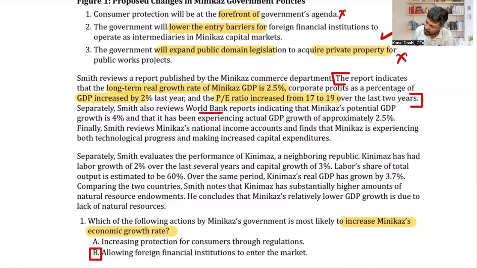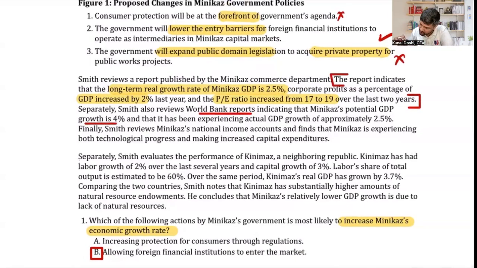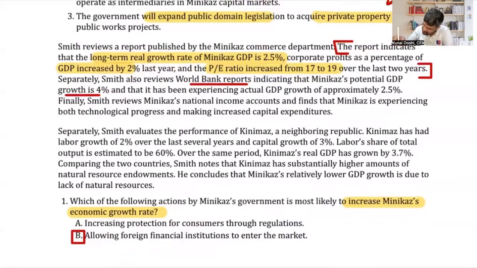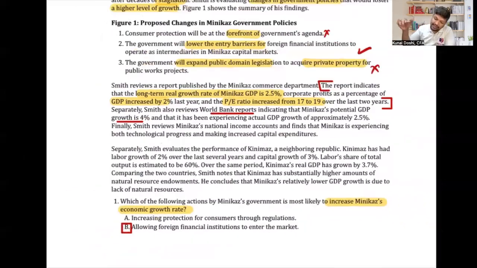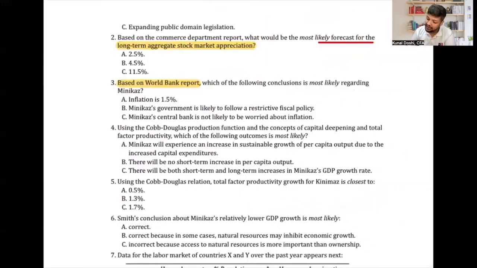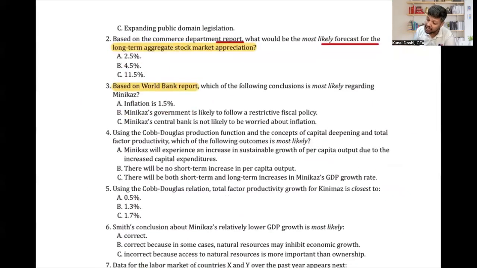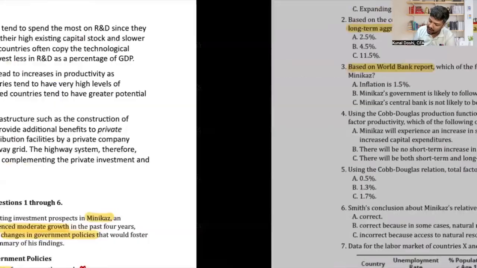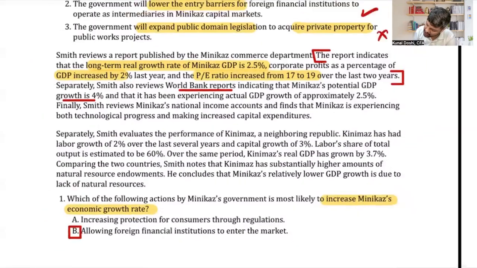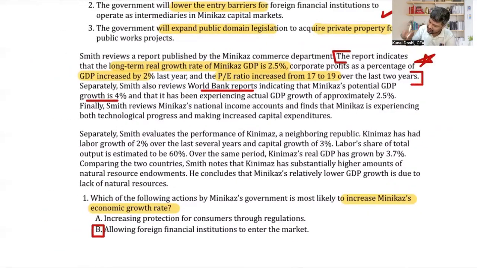Smith also reviews World Bank reports indicating Minicas's potential GDP growth rate. Okay, this is what we'll discuss later. This is not important. Okay, all of this, that is what we are going to study later. Now, they have asked me, based on the Commerce Department report, what would be the most likely forecast for long-term aggregate stock market appreciation? So this is what the information is.